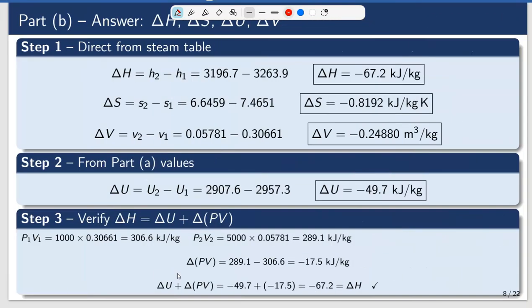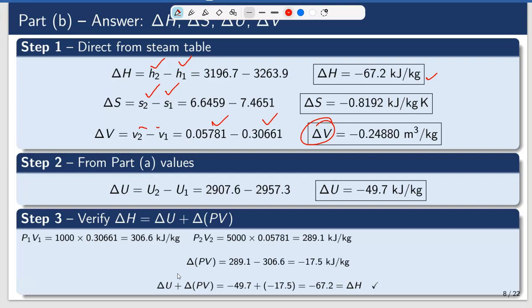Now here first we have to calculate del H. Del H is nothing but H2 minus H1. We have all this data, so we can easily calculate del H, which is minus 67.2 kilojoule per kg. Del S we can easily calculate as S2 minus S1. We have this data from the steam table, so del S is minus 0.8192 kilojoule per kg Kelvin. And del V is V2 minus V1, the specific volume change. Again we have the data from the steam table, so the change del V is minus 0.24880 meter cube per kg.